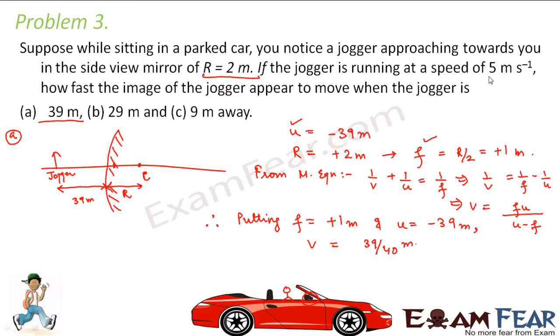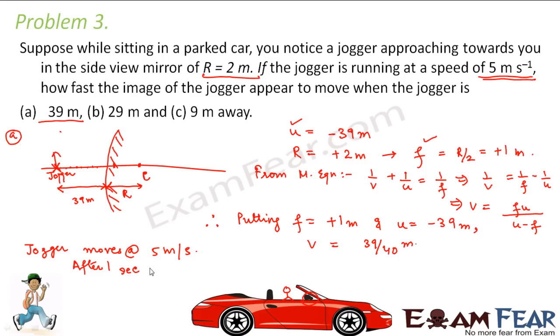Now the question is, the jogger is running at a speed of 5 meters per second. That means the jogger is not always at the same position. Initially we assume that the jogger is at this position, but since he is running at 5 meters per second, his position will keep changing. As his position keeps changing, the position of the image will also keep changing, right? So the jogger moves at the rate of 5 meters per second. That means in 1 second he covers 5 meters, right? So after 1 second, let us suppose initially he was at this point.